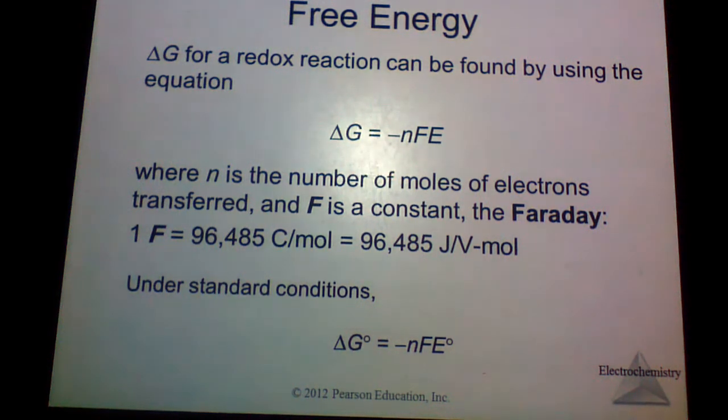All right, guys, let's continue on really quickly. So ultimately, I know that E is just cell potential, F is a constant, and N is just a number of moles of electrons that we're transferring. So how do we know that?